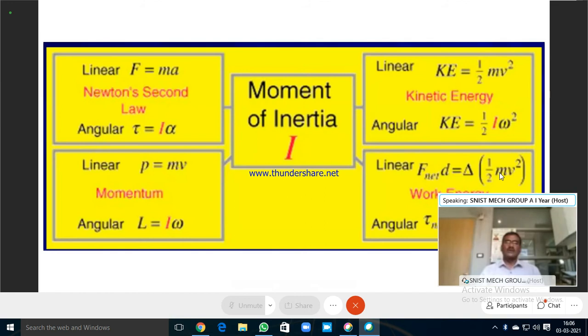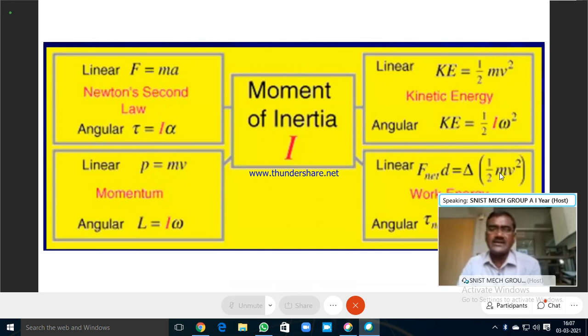Force and torque, linear momentum and angular momentum, P and L, linear kinetic energy and angular kinetic energy, linear work done and angular work energy, right? So you can observe clearly the significance of mass moment of inertia in rotation of the rigid bodies.